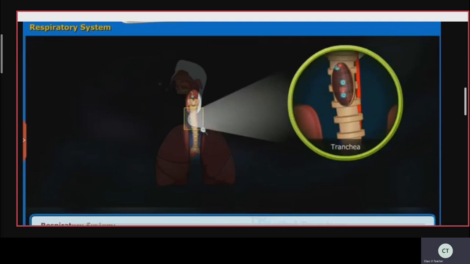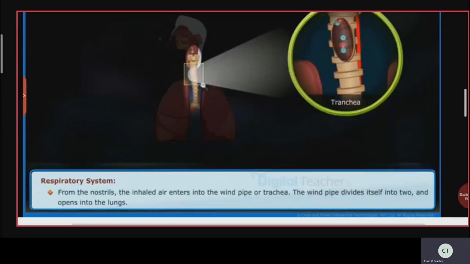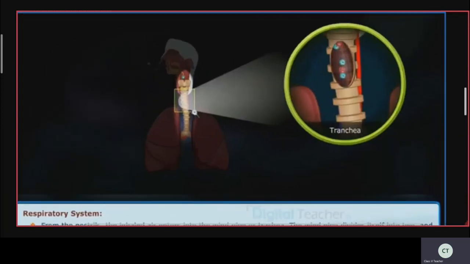Okay, from the nostrils, the inhaled air enters into the windpipe or trachea. The windpipe divides itself into two and opens into the lungs. Nostrils means the two holes on the nose. Those are called nostrils. The inhaled air enters into the windpipe or trachea. Then the windpipe divides itself into two and opens into the lungs. What will the lungs do, children? The lungs will purify the air. Shall I show you clearly, children? See the trachea.